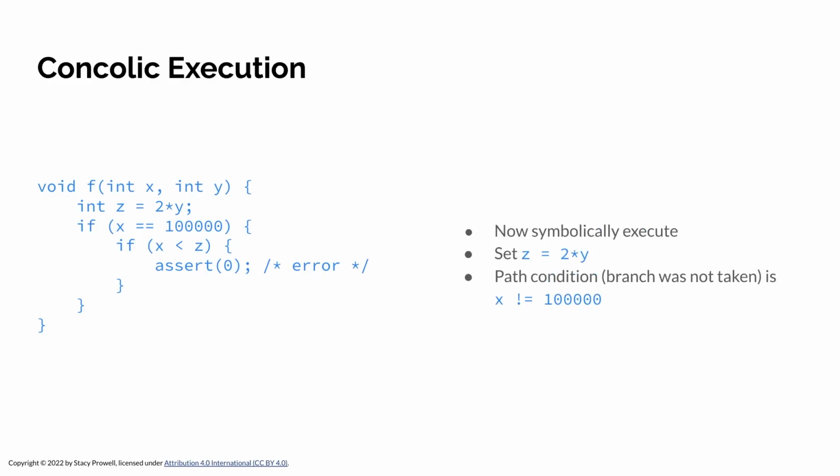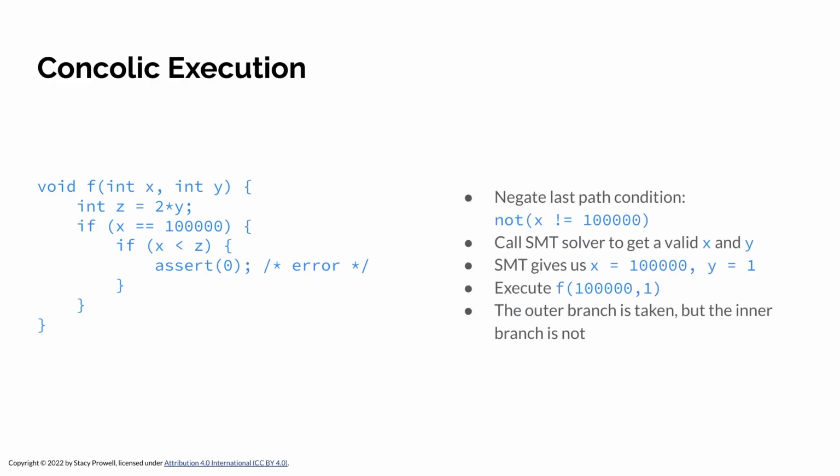Now we have a path, right? And so we symbolically execute. The first thing was to say z gets twice y. And the next thing was we didn't take that branch, so we have the condition x is not equal to 100,000, and that's our symbolic execution. So now we need to negate that last condition. So we say not x not 100,000, which means x is 100,000. We call the SMT solver, and it comes back and says yes, x is 100,000 and y is 1.